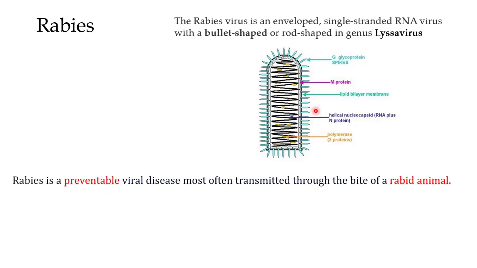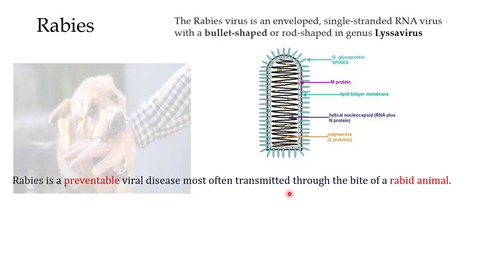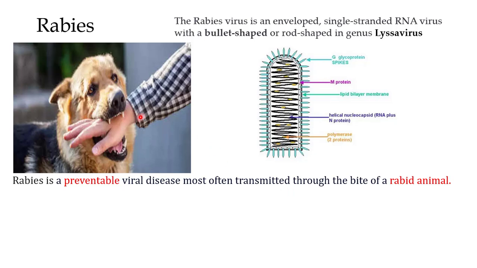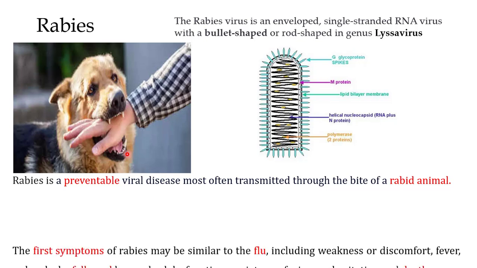Now what happens is that this rabies, if you talk about this disease, is a preventable viral disease, and this rabies is most often transmitted through the bite of rabid animals. Most commonly the dogs, the rabid dog is one of the major causes of the transfer of rabies to human beings, because most of the time we are in contact with dogs.